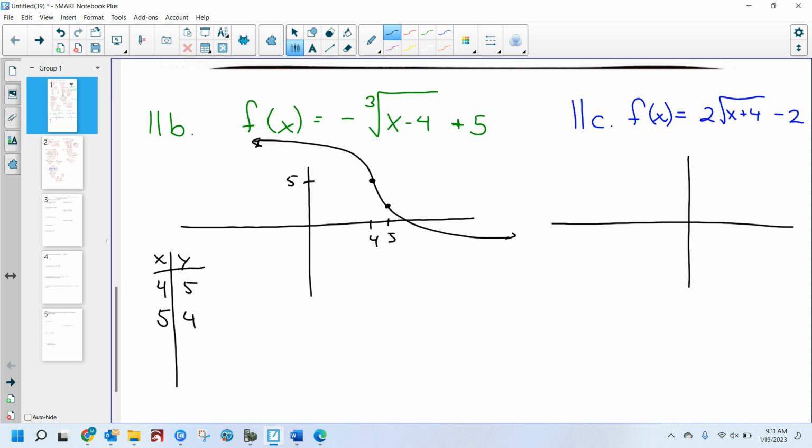5, 4. What about to the left of 4? What would be a good one? I heard 3 in my mind. Good answer. What's 3 minus 4? Negative 1. What's the cube root of negative 1? Negative 1 times a negative, positive 1 plus 5? 6. So 3, 6 is a point on that graph.